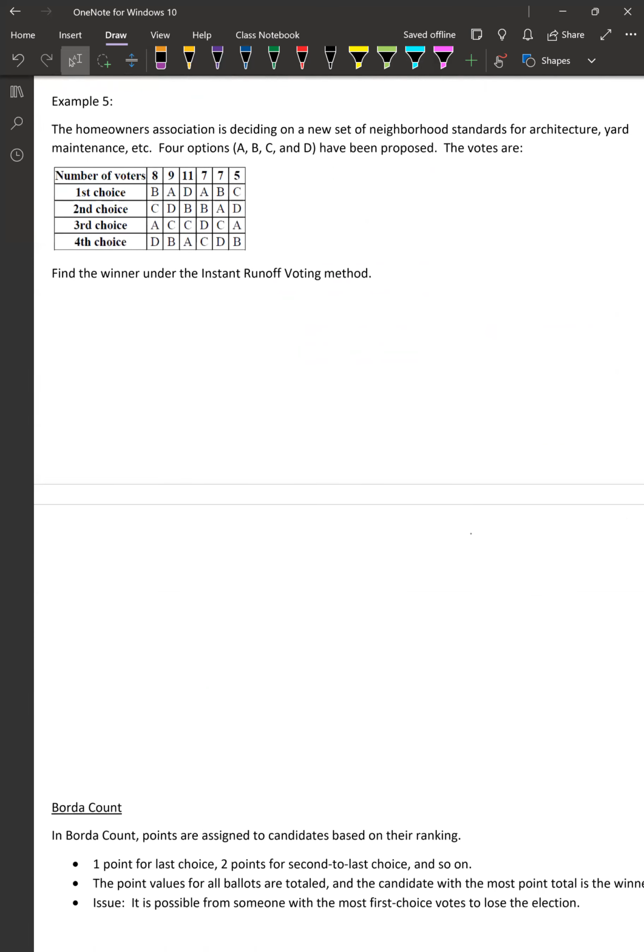All right. The homeowners association. Oh, okay. So this is the homeowners again. They're deciding on the new stuff for their homes there. We have 4 options. And here is the preference schedule. So I believe that is the same preference schedule that we looked at in the other example.